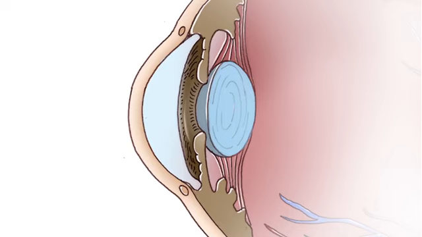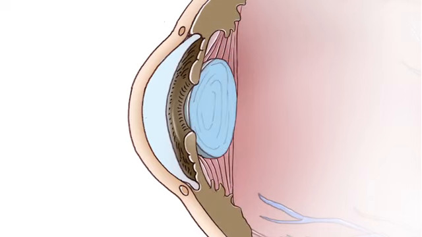Angle closure glaucoma occurs when the lens pushes forward against the iris, which plugs up the pupil and blocks the flow of aqueous humor from the posterior chamber to the anterior chamber. And when the iris is pushed forward, the angle between the sclera and the iris gets narrower. That's why it's called closed angle or narrow angle glaucoma. But the main problem is thought to be the lens plugging up the pupil.